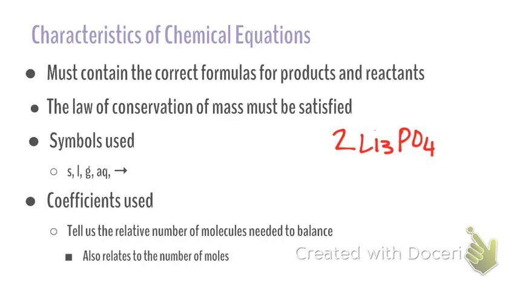Coefficients are the only thing we use to balance chemical reactions. When we balance chemical equations, we don't ever adjust our chemical formulas. We can't add a coefficient in the middle, like, I don't want more lithium, so I'm just going to throw it there. Okay, it's got to be in the front of the full formula.